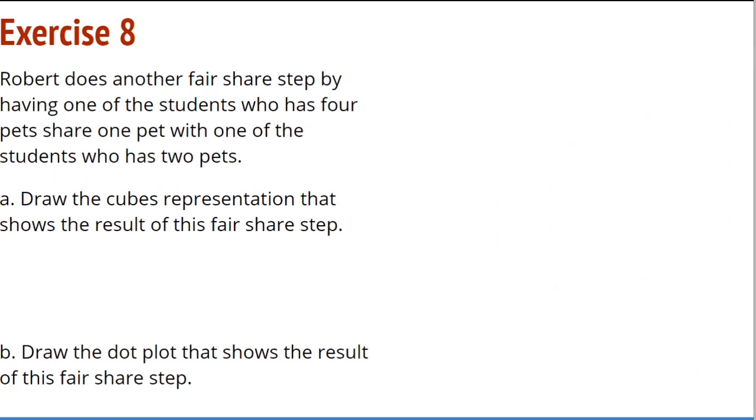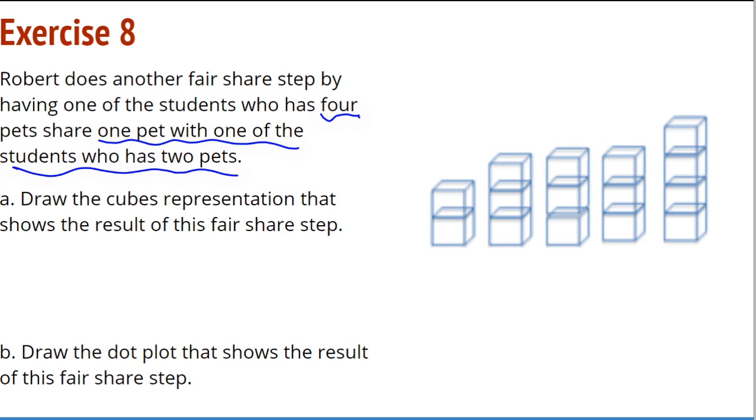All right, so taking a look at exercise 8, Robert does another fair share step by having one of the students who has 4 pets share 1 pet with one of the students who has 2 pets. So what would the cubes look like at this point? Well, they would look like this. So there used to be 4 cubes here, and there used to be 2 cubes here, but this cube right here, it moved. So a student that had 2 cubes now has 3 cubes.